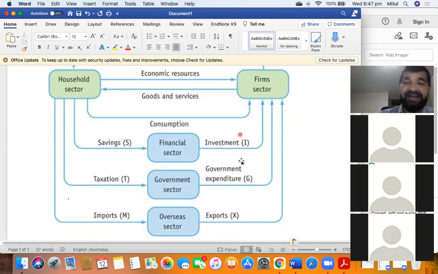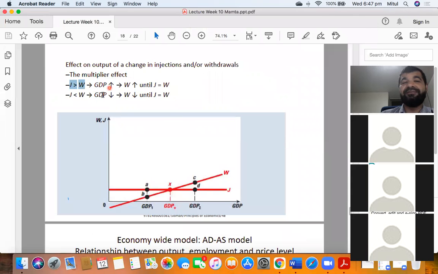If injection is less than the withdrawal, it means money has gone out of the circle. It means GDP will go down, fall. That's all they mean. If injection is greater than the withdrawal, GDP will increase. And withdrawal increases until injection equals withdrawal.